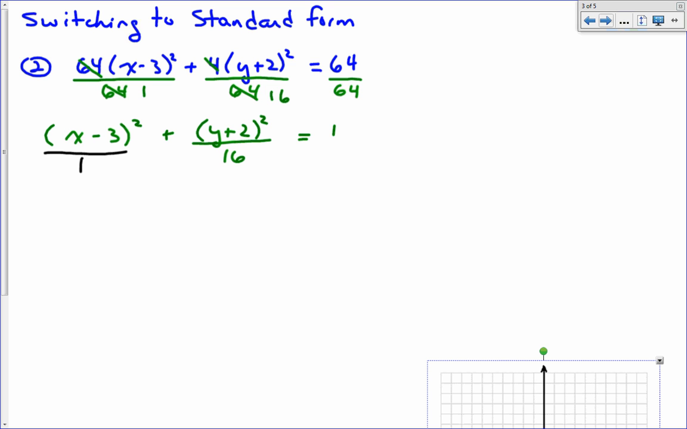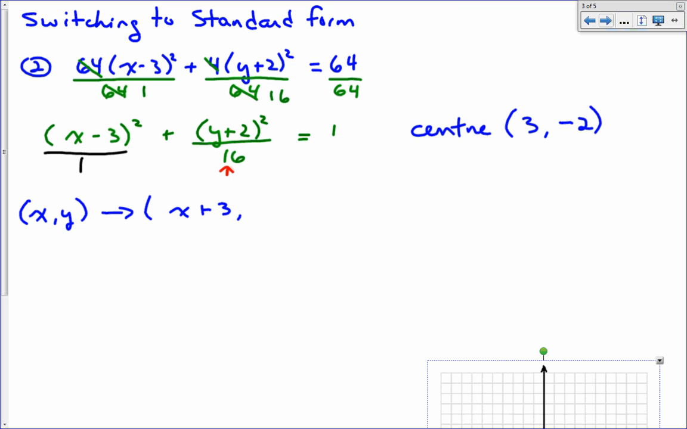Okay, so again, this is one of those vertical ones because the value under the y squared is higher. So our A squared is 16, and our B squared is 1. So now, first step is to look at what the center of this ellipse is going to be. Looking at that equation, we can see that the center is going to be positive 3, negative 2. We can also then write our mapping rule, and it will be x plus 3, y minus 2.